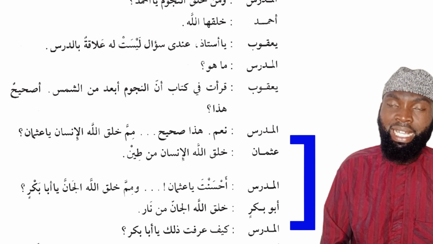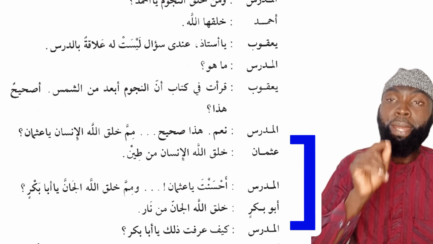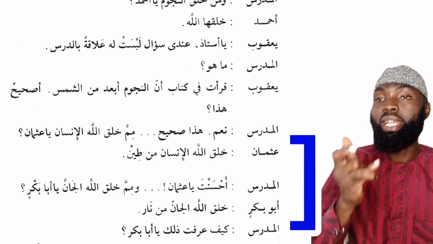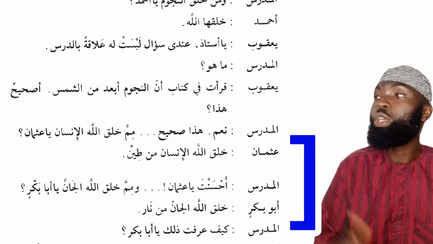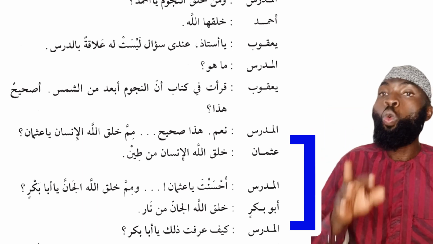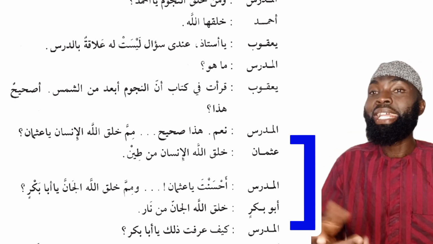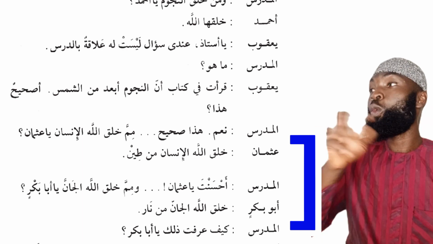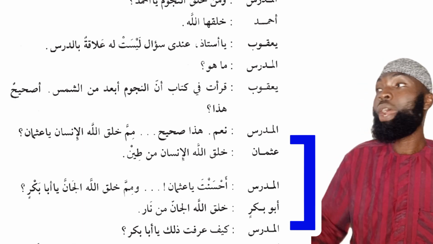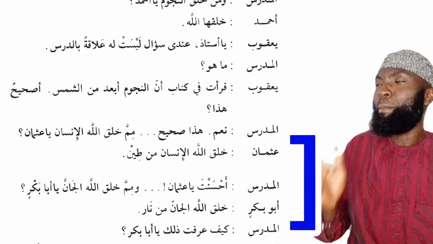Mimma khalaqallahu al-insana ya Usman, from what has Allah created man, O Usman? Look at the word mimma. Mimma, the word ma, which is an interrogative particle, the interrogative form of ma, which means what? Ma usually has an alif, like ma hadha, what is this? When this interrogative particle is preceded by a preposition like min, the alif drops. So when you want to say from what, it becomes mimma. The ma means what? But when you have min before it, which is from, the alif there will be dropped. It becomes mimma. From what?